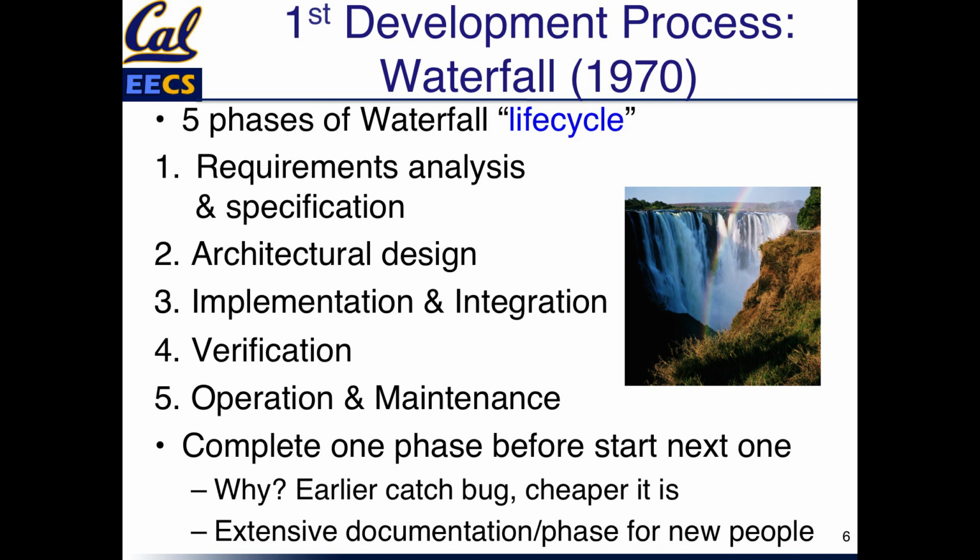And the idea was, what they found is the earlier you find a bug, the cheaper it is. If you can find a bug in the architecture phase, it's a lot cheaper than if you find it in the verification phase. And because it lasted a long time, years for building big software projects, the extensive documentation is there in part just so when new employees come in, they can get up to speed. So that's where we came to its names. So that was the first software development process or life cycle.